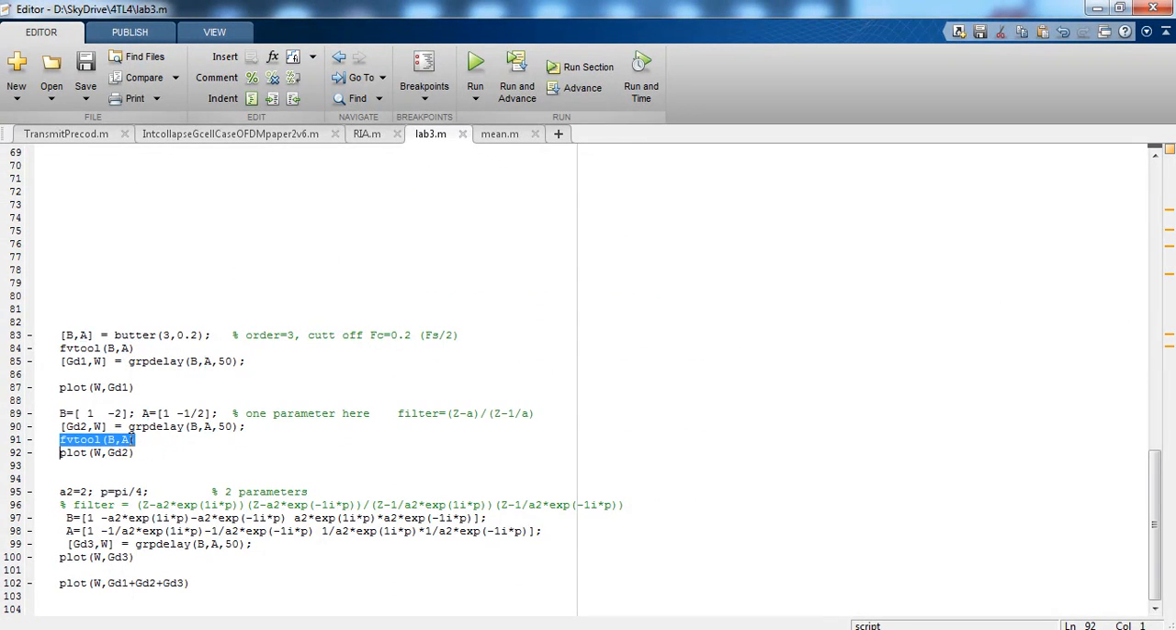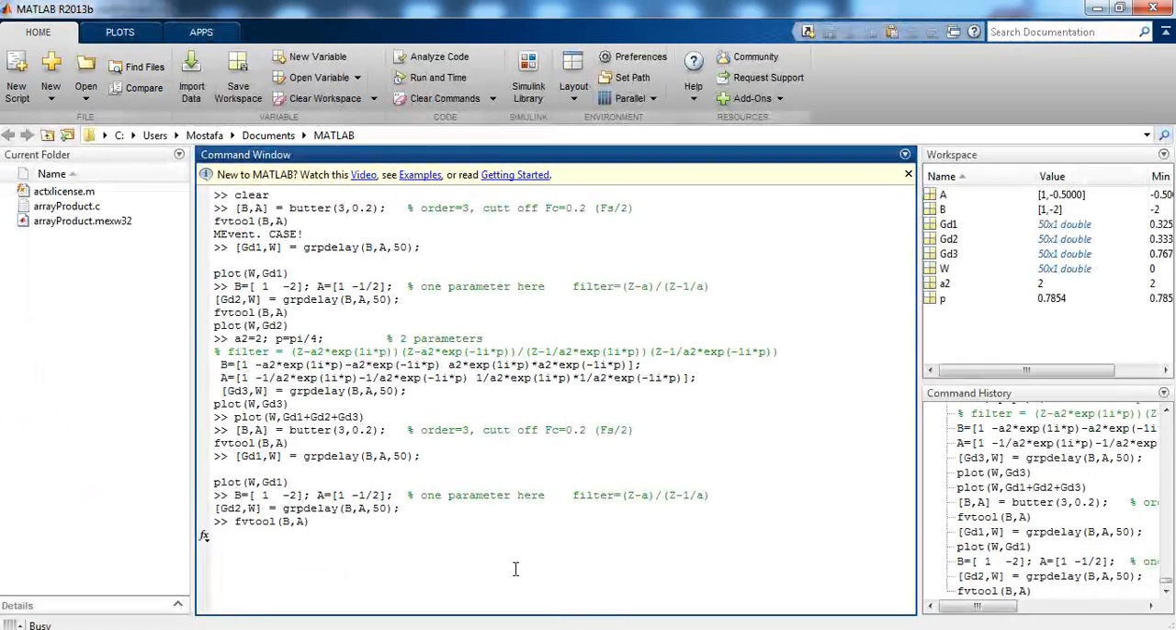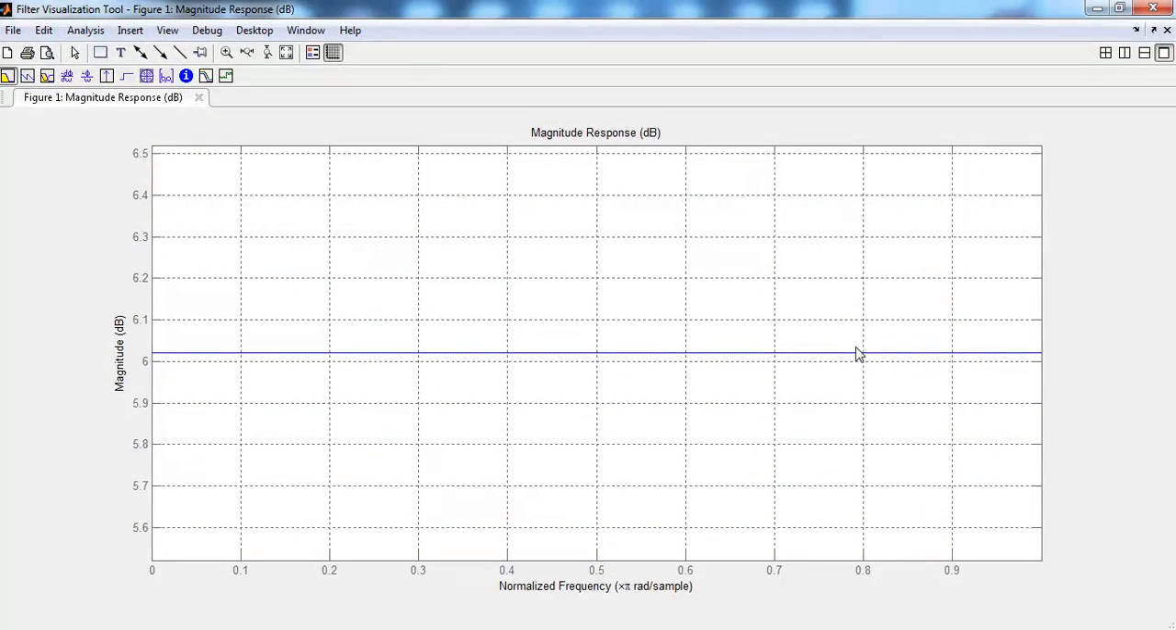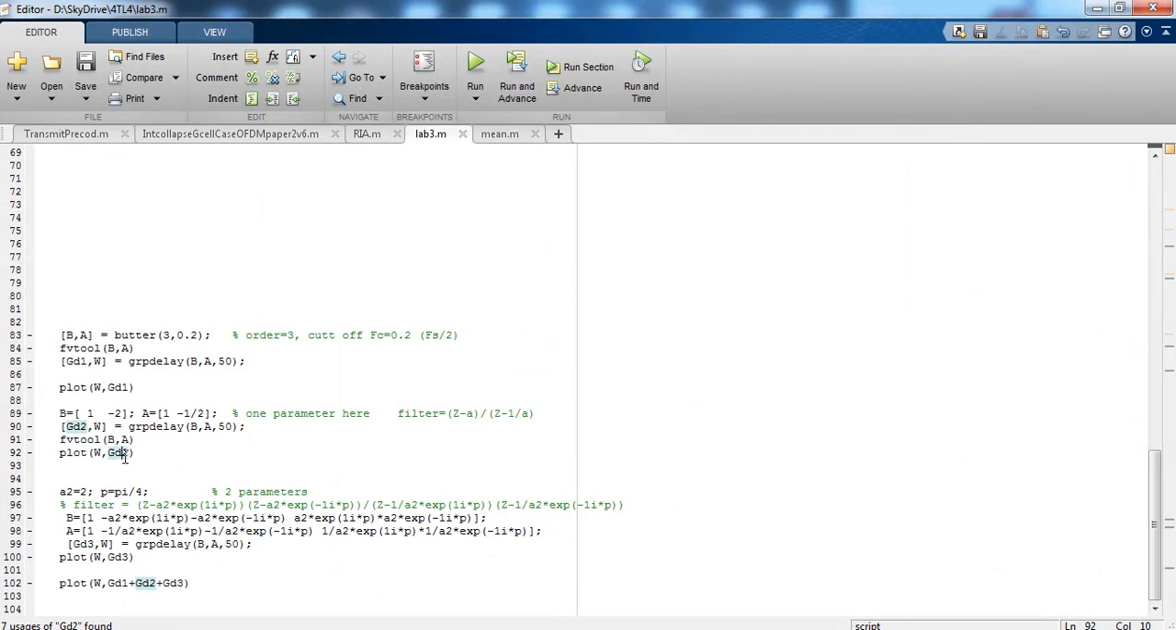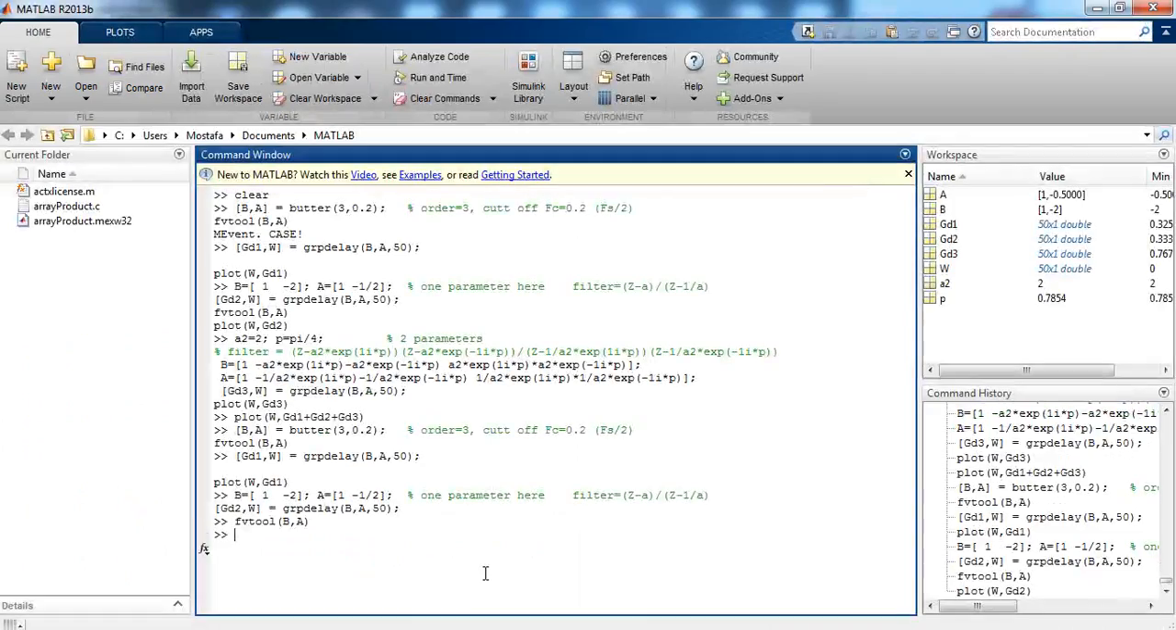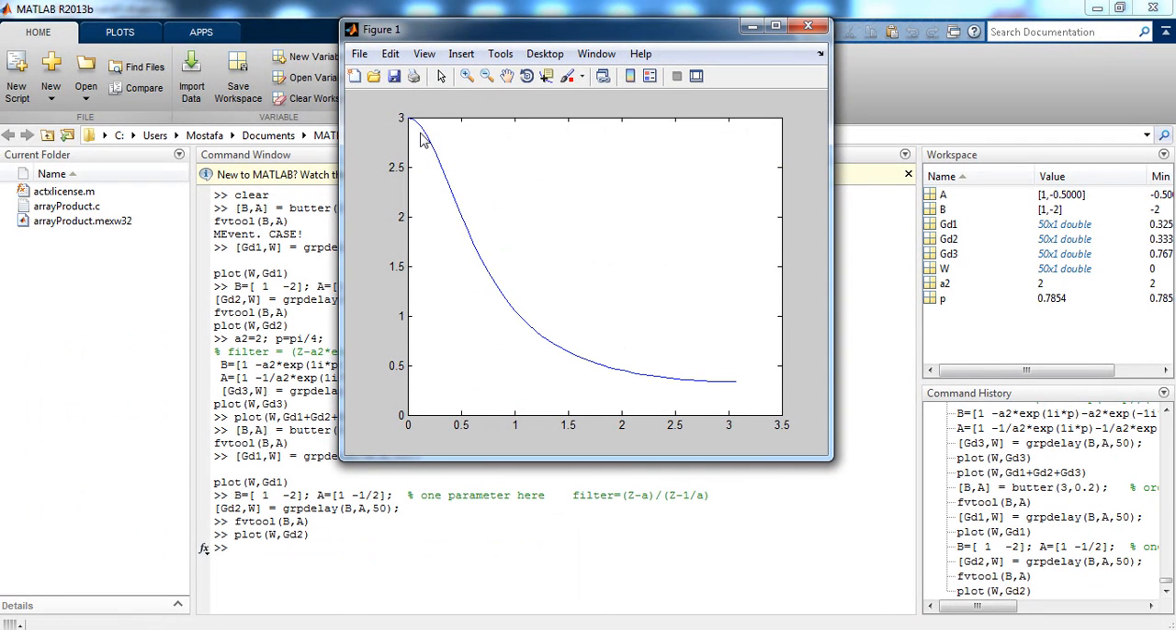Okay, let's see the FVTool. So the magnitude is constant as we predicted, and you can prove it easily. And let's see the group delay. This is the group delay as we want. It is high. There is a peak here at 0, then it decreases, monotonically decreasing. So that's good. That's what we want.